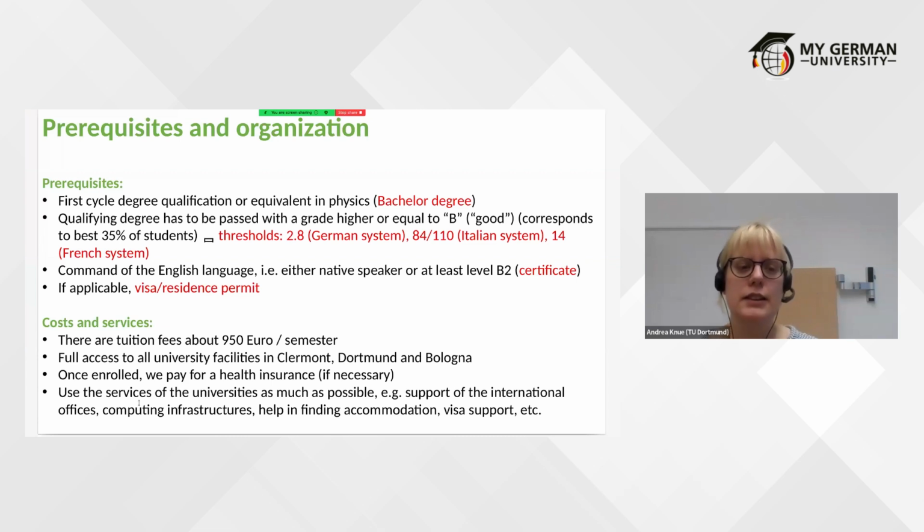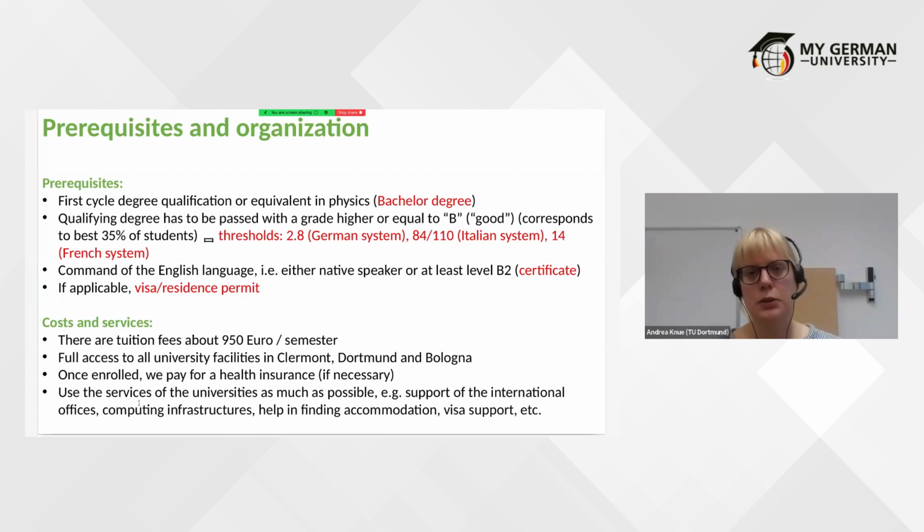There are some costs and services. So the biggest part is probably the tuition fees, which are about 950 euros per semester. This covers all 3 universities together, so you don't have to pay anything extra to a different university. So these 950 euros per semester are fixed and cover everything. And once enrolled, we will pay for your health insurance.